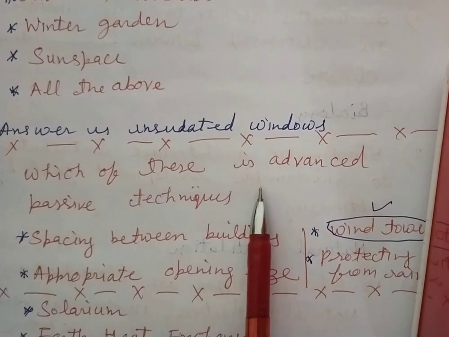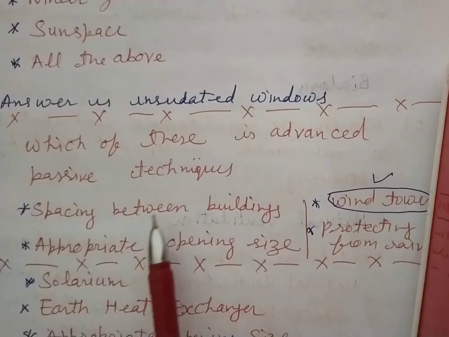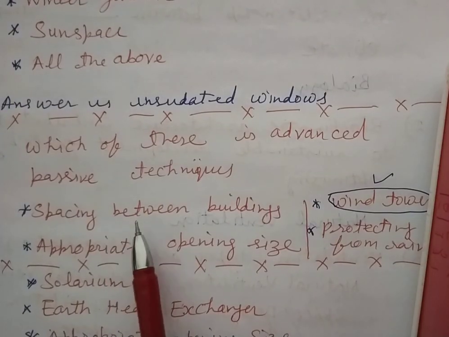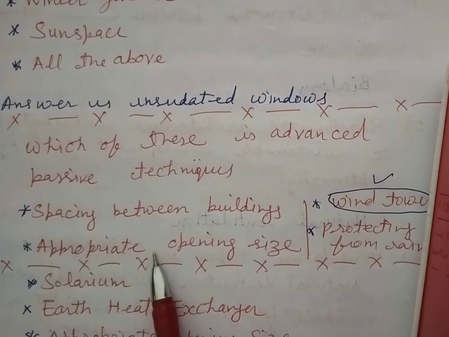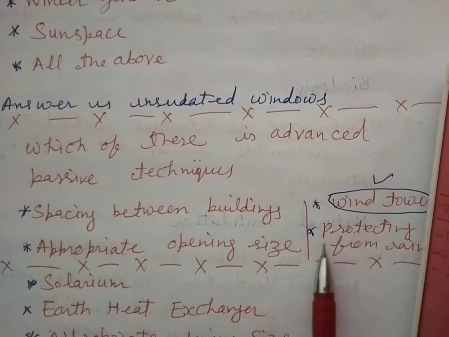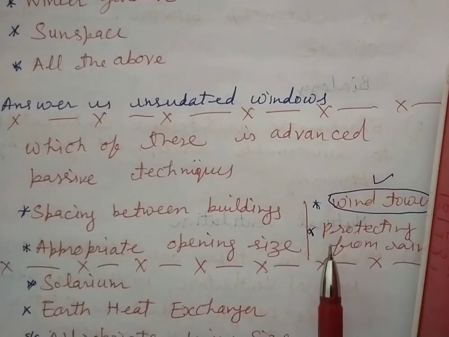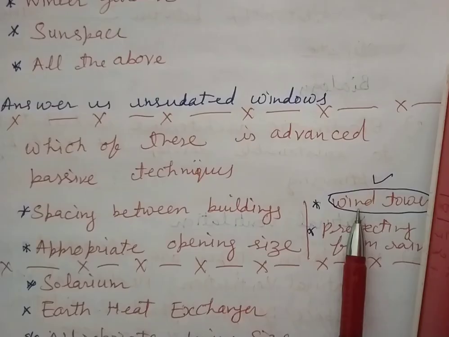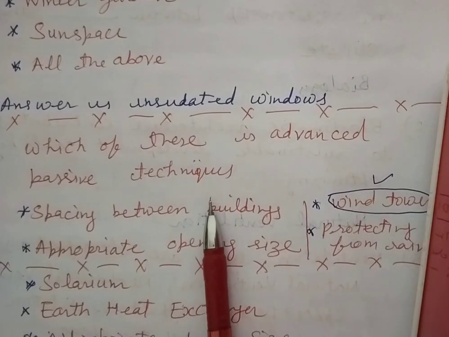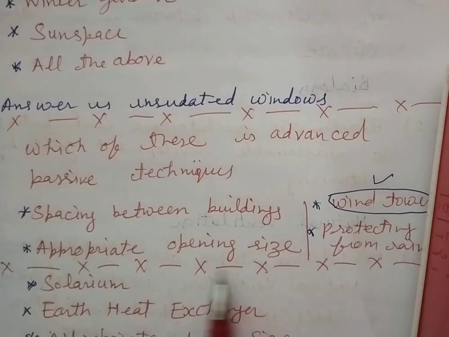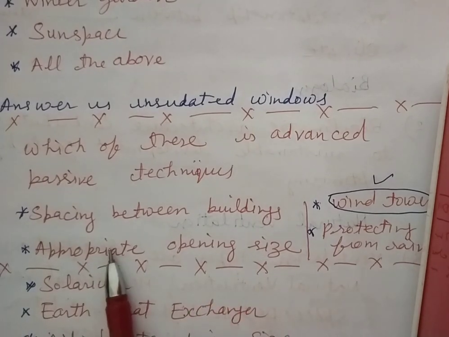Which of these is an advanced passive technique? Spacing between buildings, appropriate opening size, wind towers, protecting from rain. Answer is wind tower. Wind tower is the advanced passive technique among all the techniques given in the question.